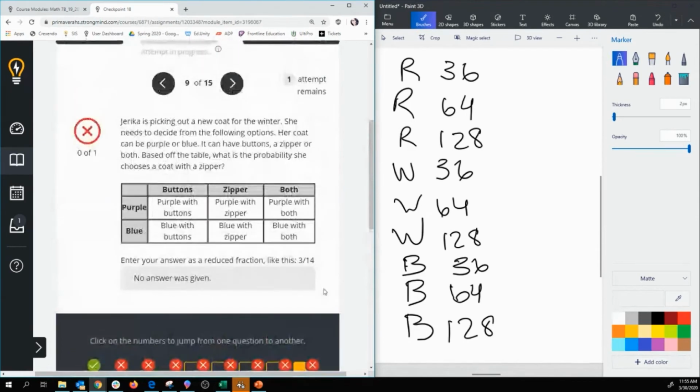All right. Next one is talking about Jerica. It says that Jerica is picking a new coat for the winter, and she can pick blue or purple with button, zipper, and both.